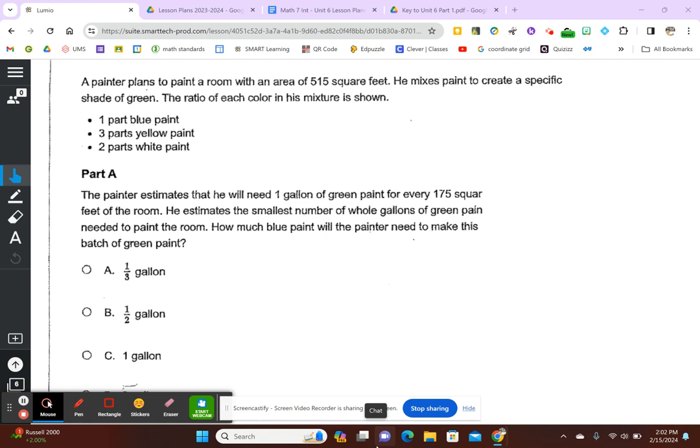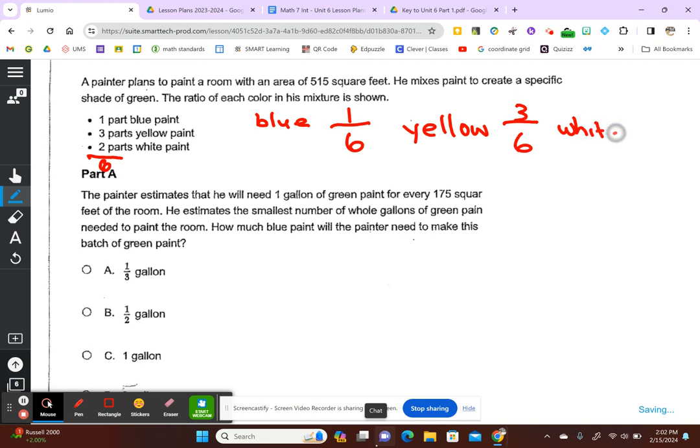So if we look at this, we see that if we get the total number of parts, there are 6 parts in total. So for blue, it's 1 part blue out of a total of 6. For yellow, it's 3 parts out of a total of 6. And for white, it's 2 parts out of a total of 6. And this is to get the perfect shade that they're looking for. So yellow, I'm going to change to 1/2, and white, I'm going to change to 1/3.